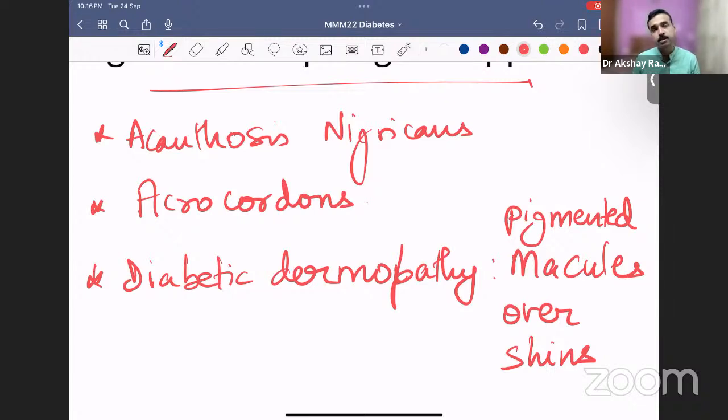If you see type 2 diabetes patient with diabetic ketoacidosis, it must be a long-standing diabetes. They develop diabetic ketoacidosis because they don't have insulin anymore.